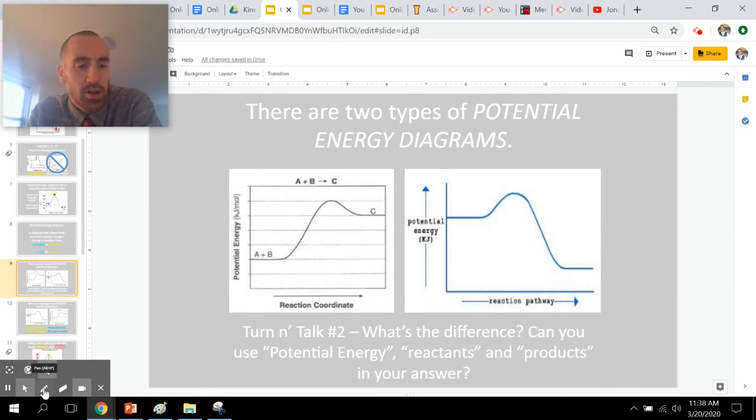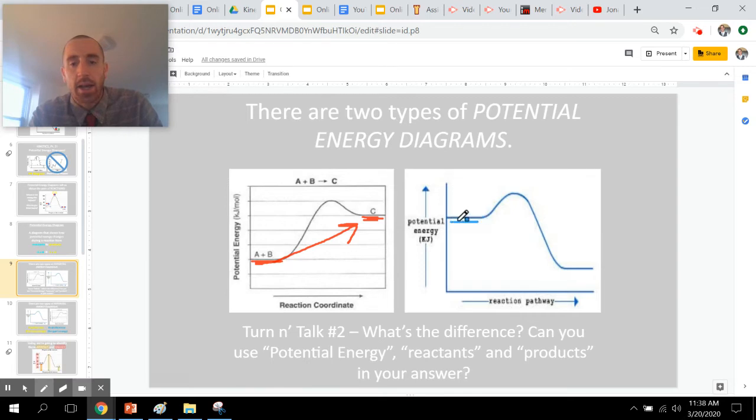All right, so at this point, hopefully it's pretty clear. You see that these two graphs, these two PE diagrams, are different in one big way. In one case, the energy goes up from left to right. So you have a lower amount of energy on your reactant side and a higher amount of energy on the product side. In this case, energy from reactants to products increases. On the other hand, you have the opposite.